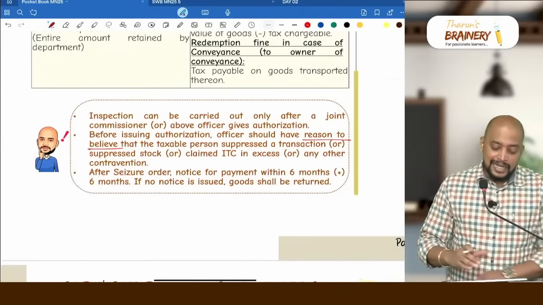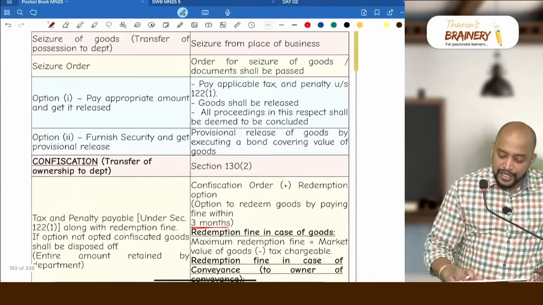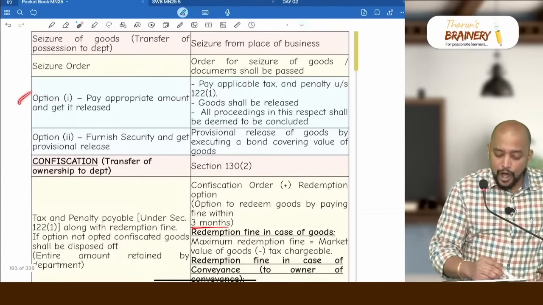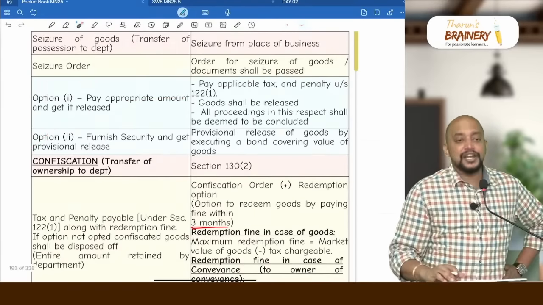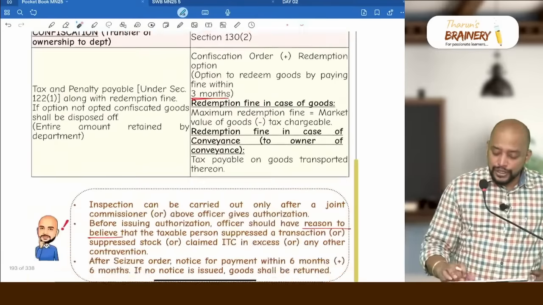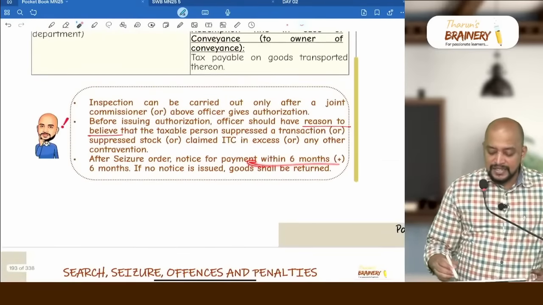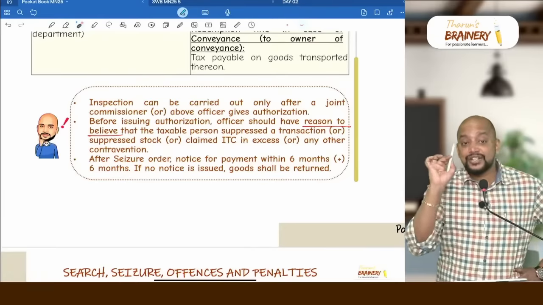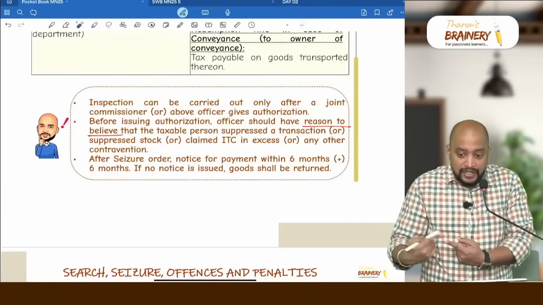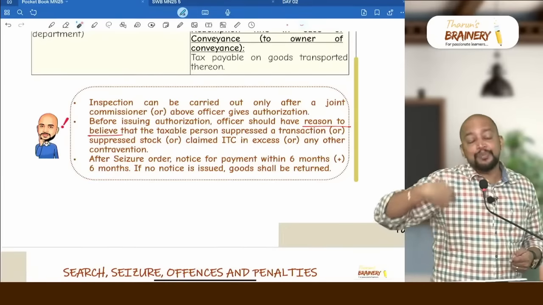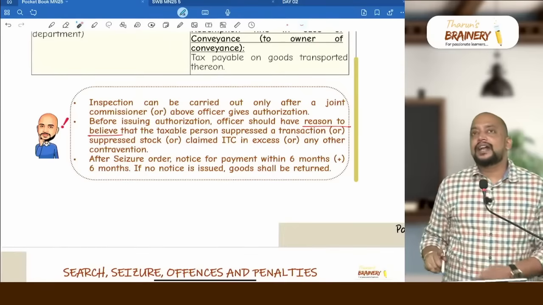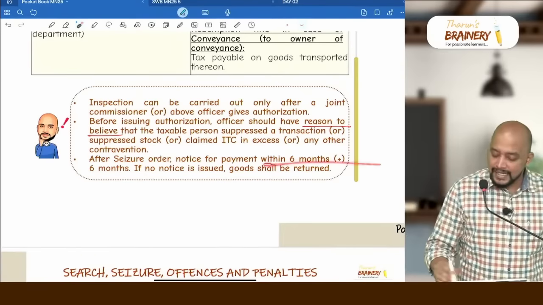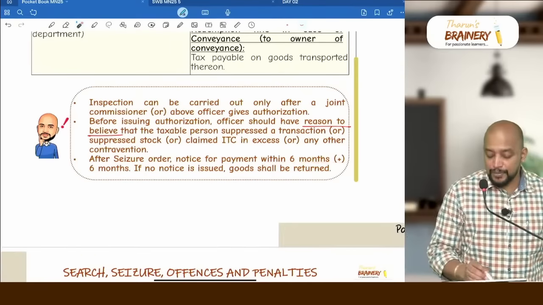After the seizure order, they are giving an option to pay the appropriate amount and get it released. For that they need to give a notice, and that notice is to be given within 6 months after the seizure order, not for the seizure order itself. After the seizure order, to pay the tax, they need to give a notice, and that notice is to be given within 6 months, plus it can be extended for a further period of 6 months.